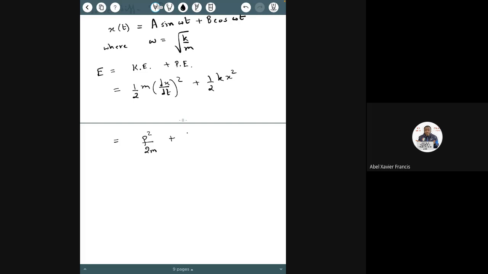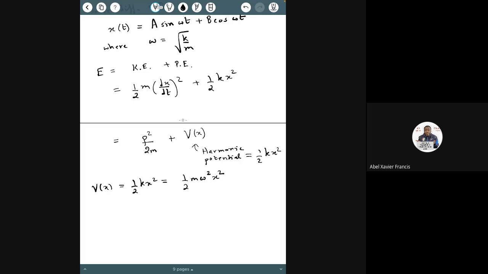And then you can write this. And half k x squared can be called V(x), which is called the harmonic potential, equal to half k x squared. Okay. We can also write half k x squared as half m omega square x square.